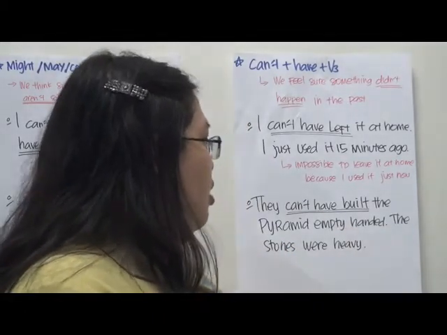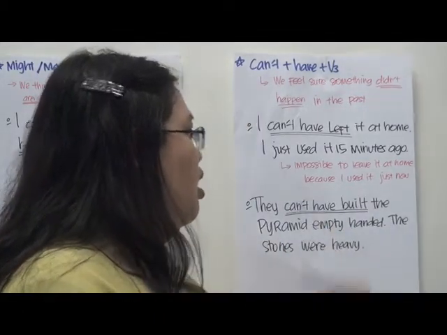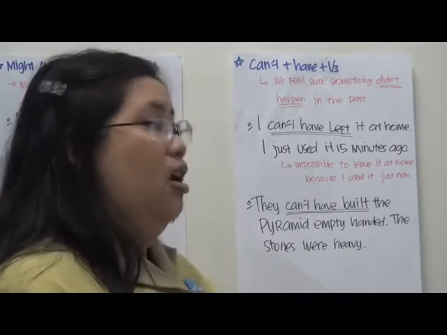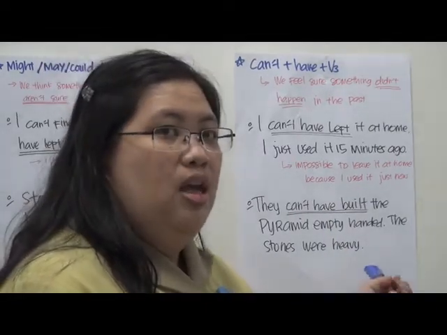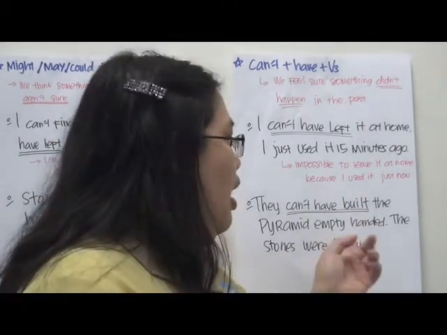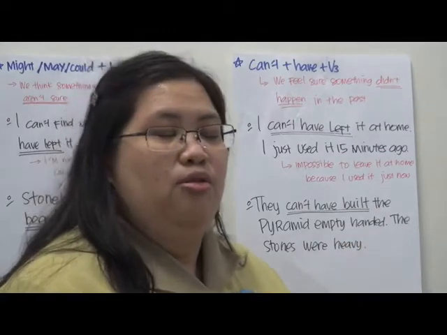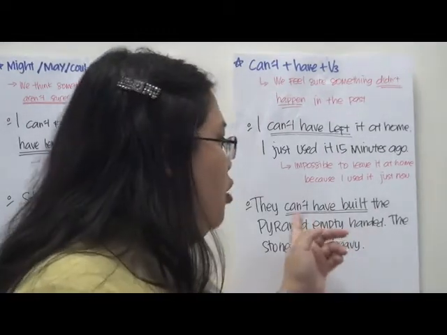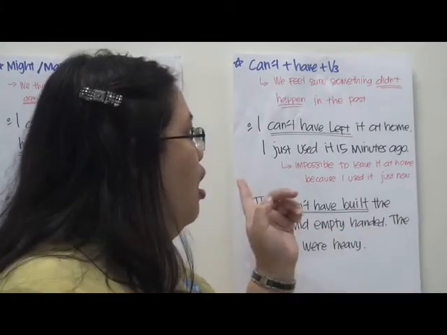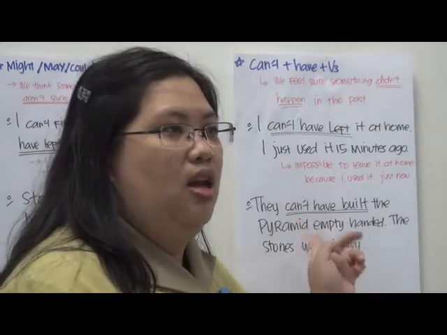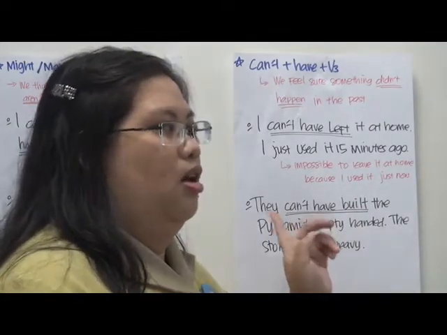The second example is, they can't have built the pyramid empty-handed. The stones were very heavy. Of course, you know what a pyramid is, and I'm sure you know how heavy the stones are. And it's impossible for them to build it empty-handed without any tools. So that's why we use can't have, because we're sure it didn't happen in the past. They must have used a tool.